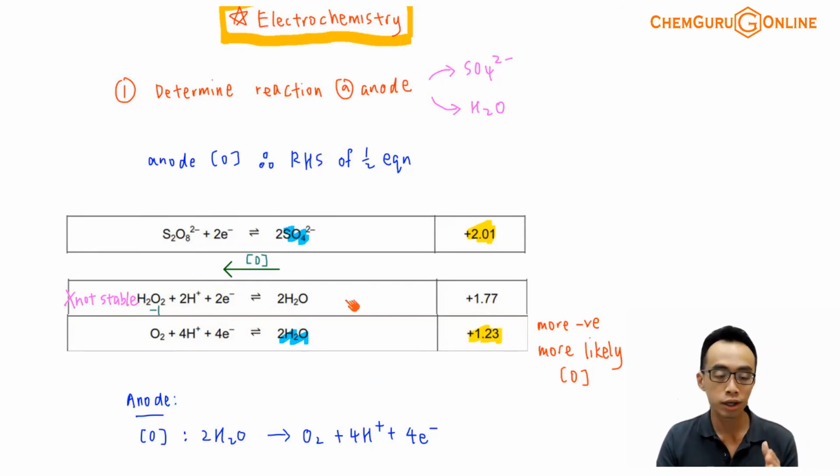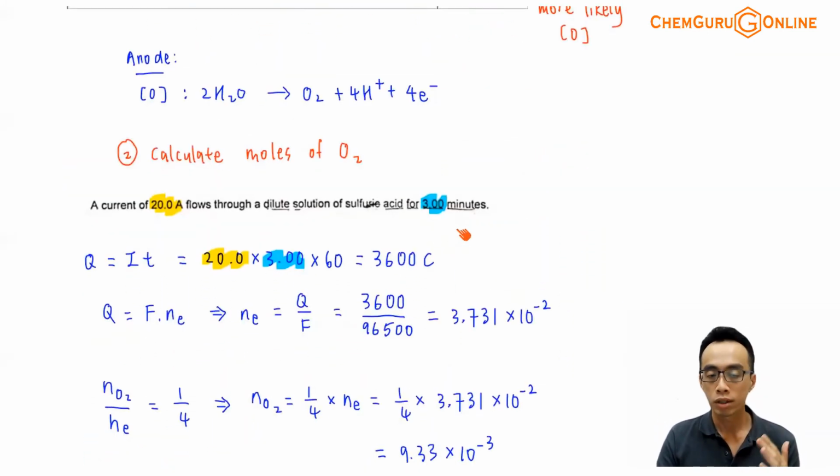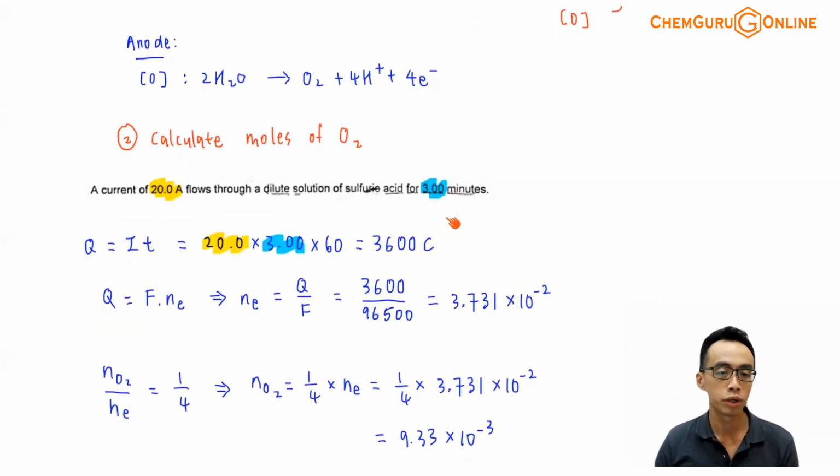So the oxidation taking place at the anode in this case will be 2 H2O to give me O2 plus 4H+ plus 4 electrons. And the half equation is here, and we have written this explicitly here. Once we have this half equation, we can try to calculate the number of moles of O2, because we already know which half equation to use. So the current is 20.0 ampere and the duration is 3.00 minutes. Of course, we need to make use of Faraday's equation.